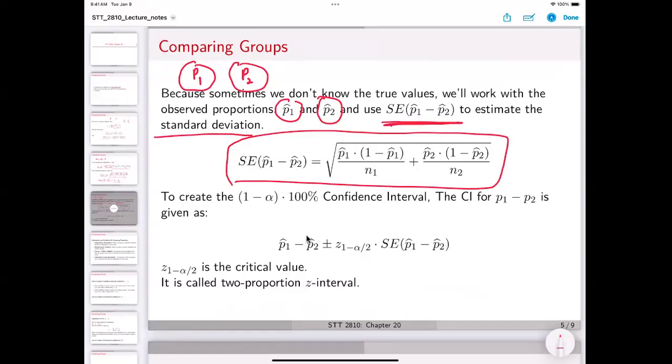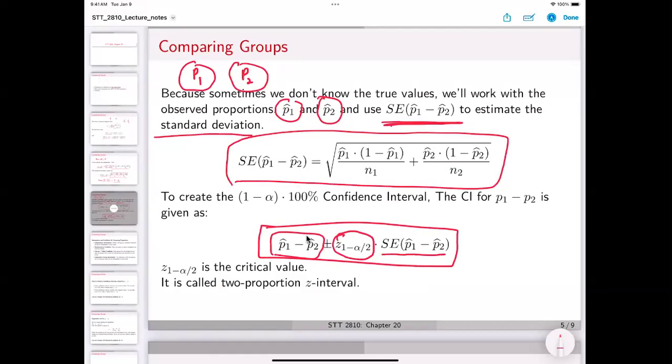And then to create the confidence interval, we are going to use this formula here. It is similar to what we did when we dealt with the one proportion z interval, except that here we have the difference of two proportions. You shouldn't be scared about this value here. It is the critical value, and StatCrunch is going to help us compute that. This is the standard error, which we know from here.